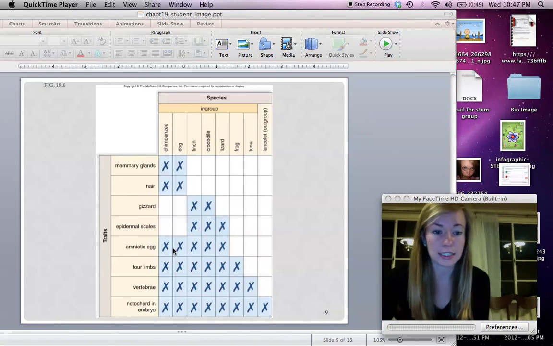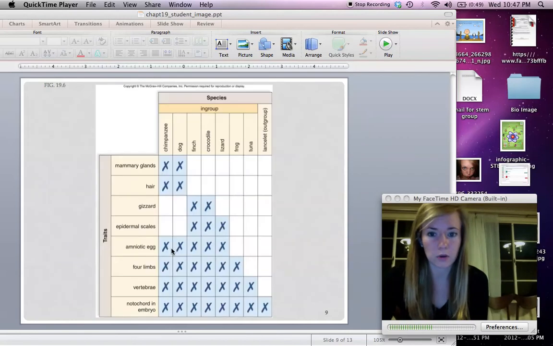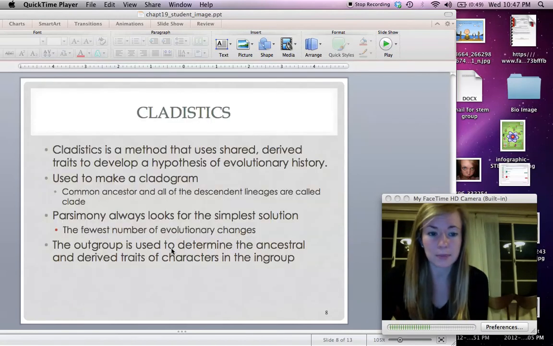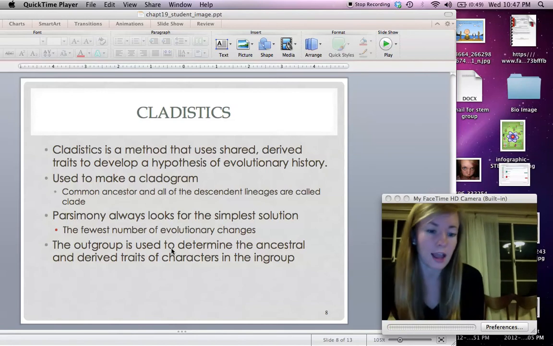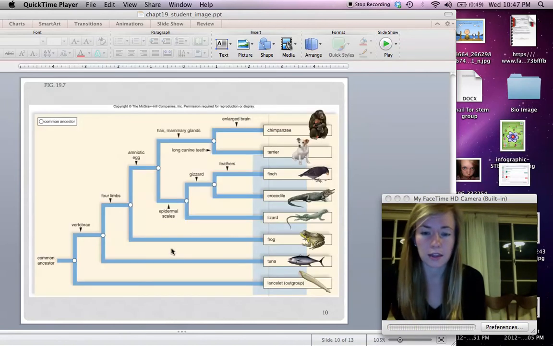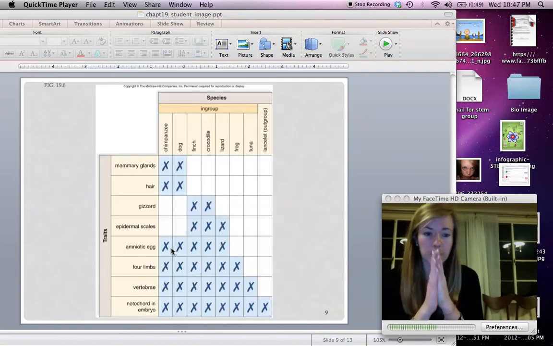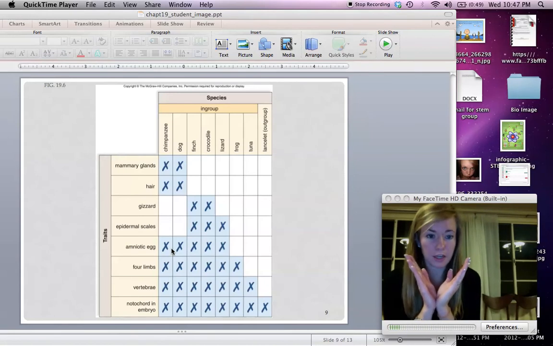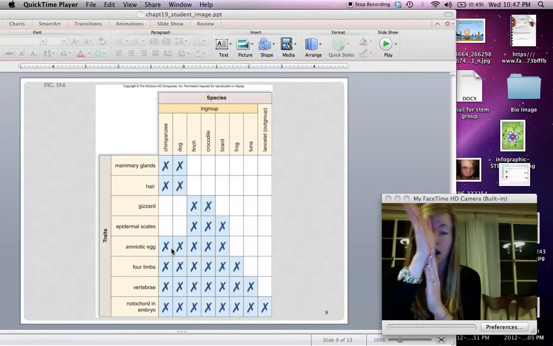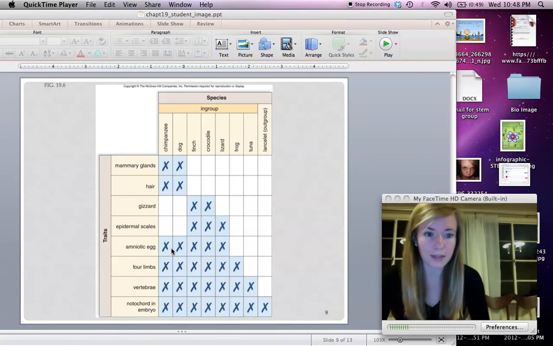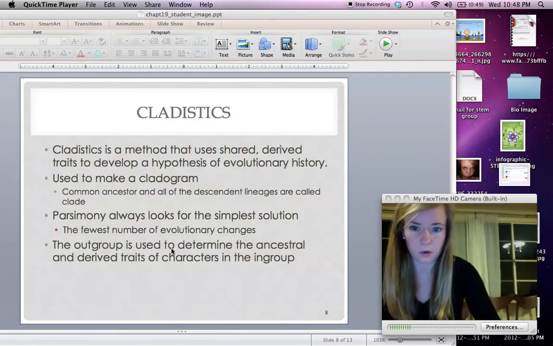And so this idea of parsimony basically means the simplest one is going to make the most sense. The one with the fewest amount of evolutionary changes is going to make the most sense. So there's fewer evolutionary changes in thinking that the chimp and the dog split off from the finch and the crocodile and the lizard. So that's one evolutionary change, as opposed to this and all of those other evolutionary changes to get them back to where they were.